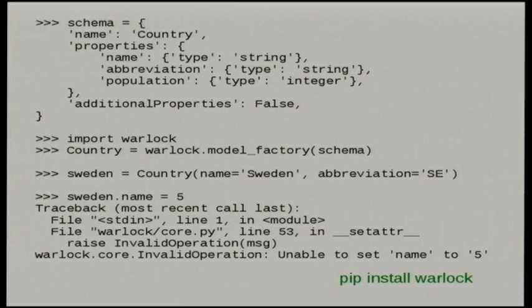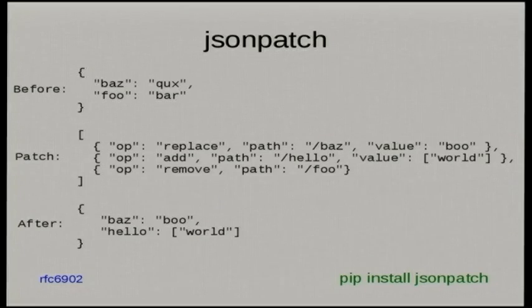Again, there are a couple of libraries that do something similar to this. Actually, one of the things I like about Warlock is that it has JSON Patch integration. So I have that. And this is JSON Patch. You start off with an object, you apply an array of patches to it, and you end up with a new object.